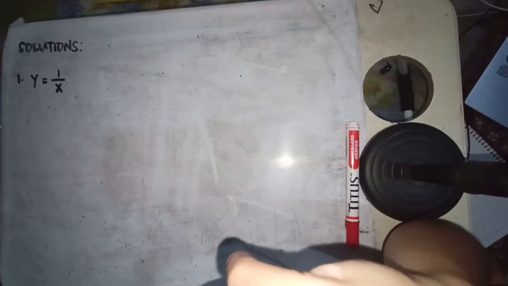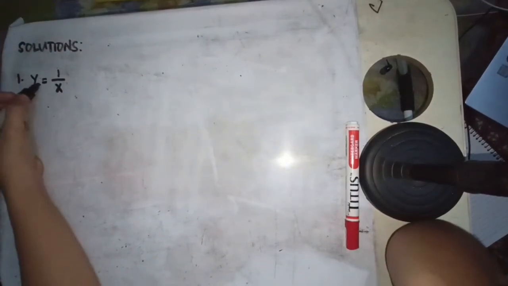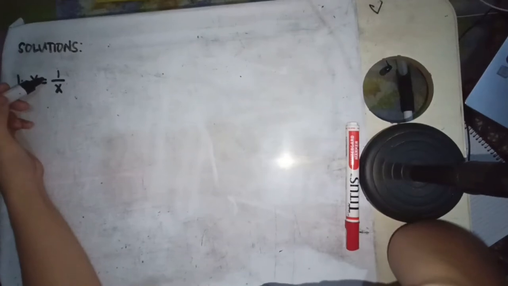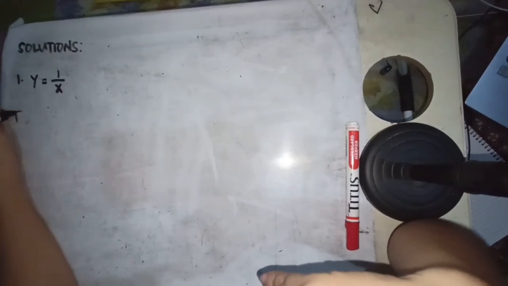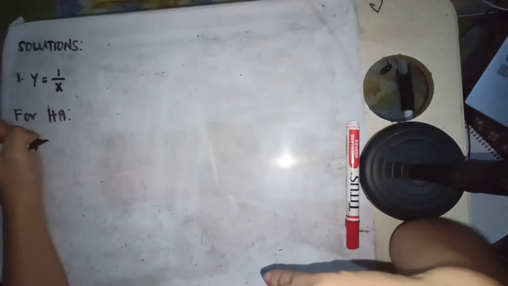And lastly, if the degree of our numerator is greater than the degree of our denominator, then we'll have no horizontal asymptote. So in our given, we have y equals 1 over x. Since our numerator is a constant 1 and our denominator is x, this means that the degree of our numerator is less than the degree of our denominator. So for our horizontal asymptote, we'll have y equals 0.